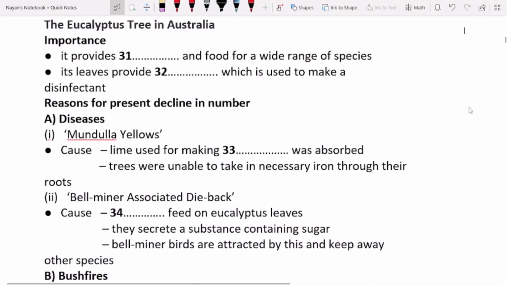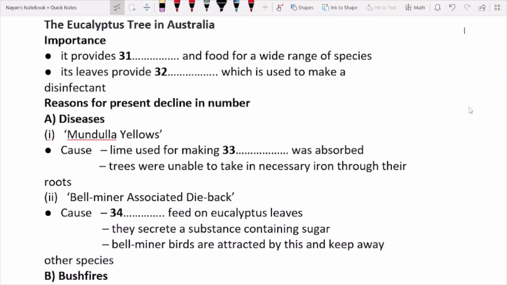Today, I'm going to talk about the eucalyptus tree. This is a very common tree here in Australia, where it's also sometimes called the gum tree. First, I'm going to talk about why it's important. Then I'm going to describe some problems it faces at present.